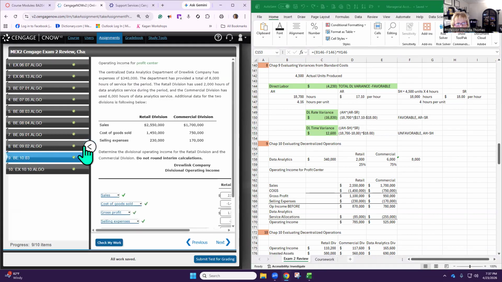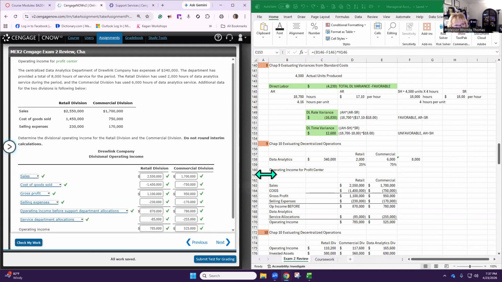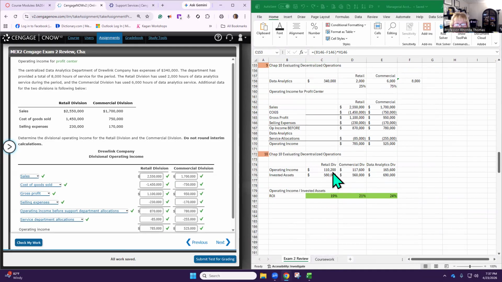Okay, last two. This is an operating income for a profit center. This is evaluating decentralized operations. Okay, so just one moment. Make sure we're still working. All right, so we have a profit center. Remember, profit centers are responsible for costs and profits and income, so they should be able to explain what's going on.